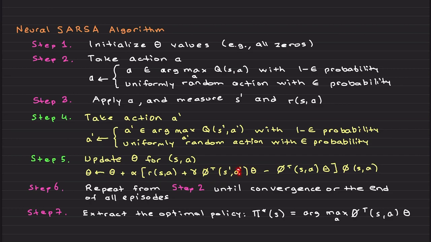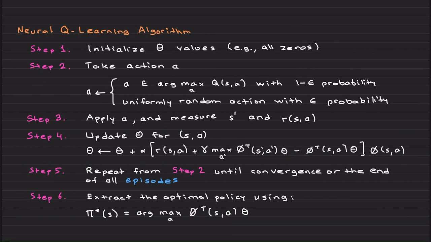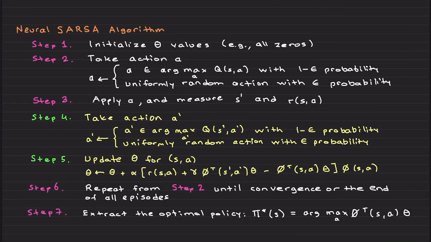And once we get A prime, now here we need A prime. It is not just a row of S prime. So we remove this max here if you compare to the Q-learning. We are not maximizing anything. We are using the exact S prime and A prime here and do this iteration for theta. And then, as I said, you turn back to step 2, wait until it converges or till the end of all episodes. And once done, you extract the optimal policy using the similar argmax, the basis transpose multiplied by the theta vector.